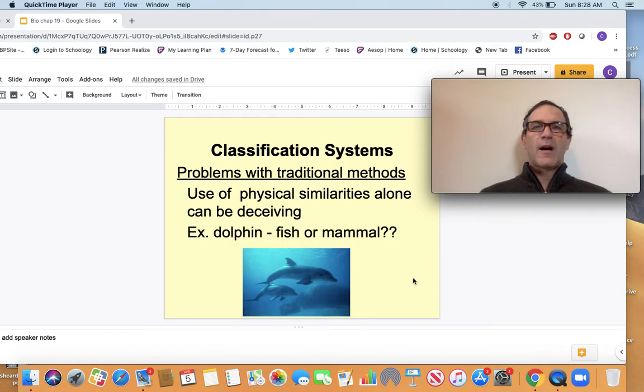So how do we decide which of these characteristics is most important? Well, that's something we're going to be talking about today. So we call these older methods traditional methods.